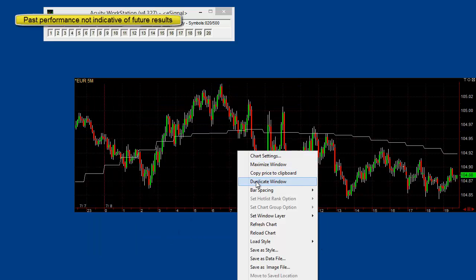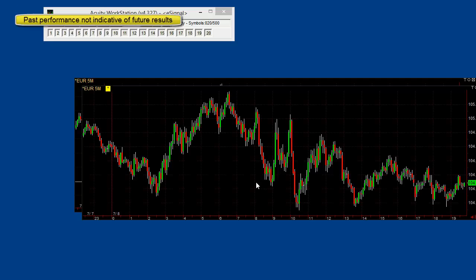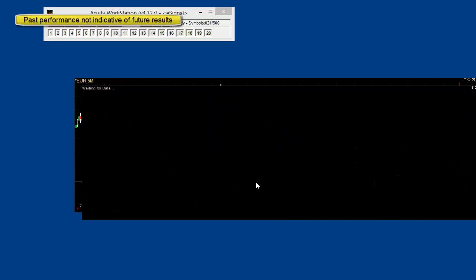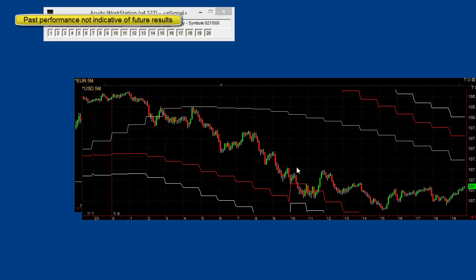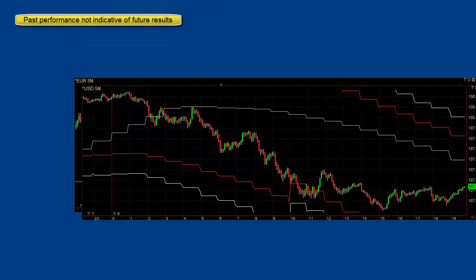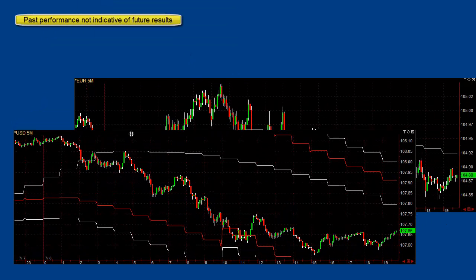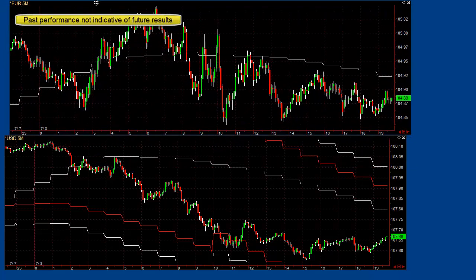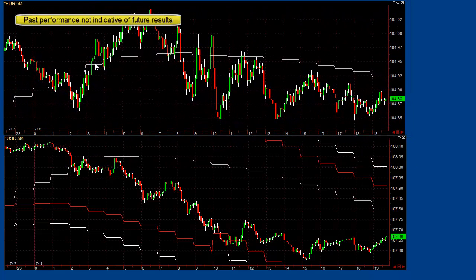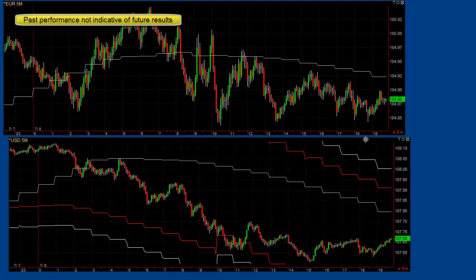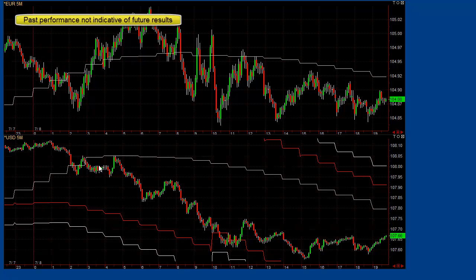And then we'll also duplicate this window and, for instance, look at the dollar. So you can very quickly see that the dollar is weak, and the euro, especially around 3:30 till about 8, it's above its hourly moving average and trending up. So basically, you want to look to sell the dollar versus the euro.